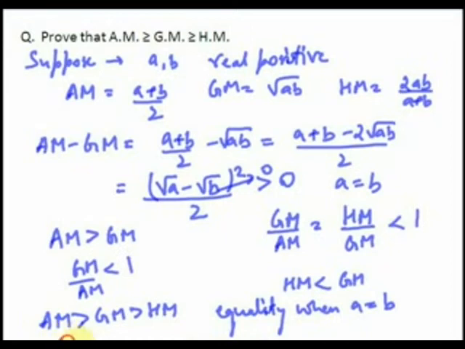In that case, we can generalize it: arithmetic mean is greater than or equal to geometric mean, which is greater than or equal to harmonic mean. Equality holds true when all the terms are equal.